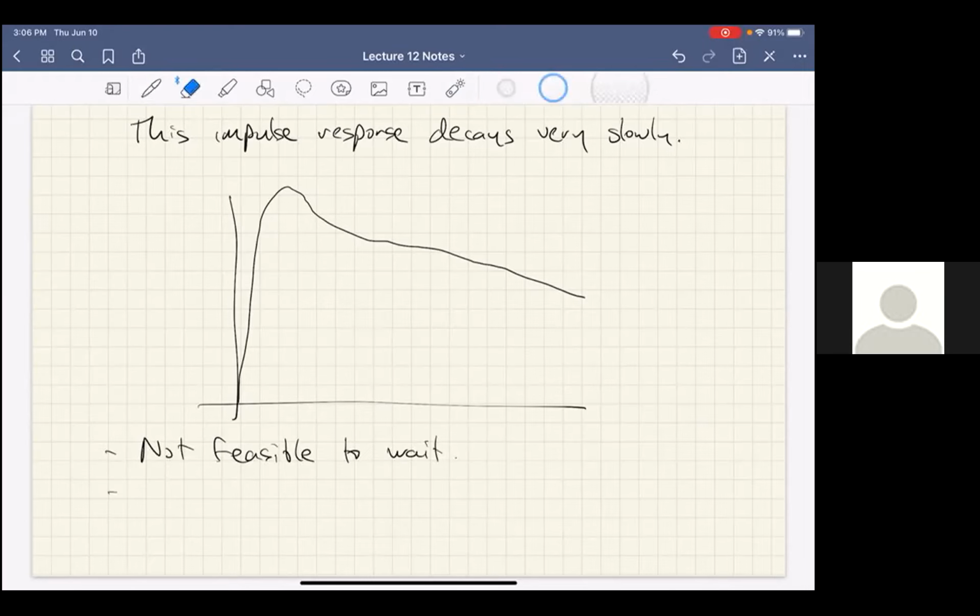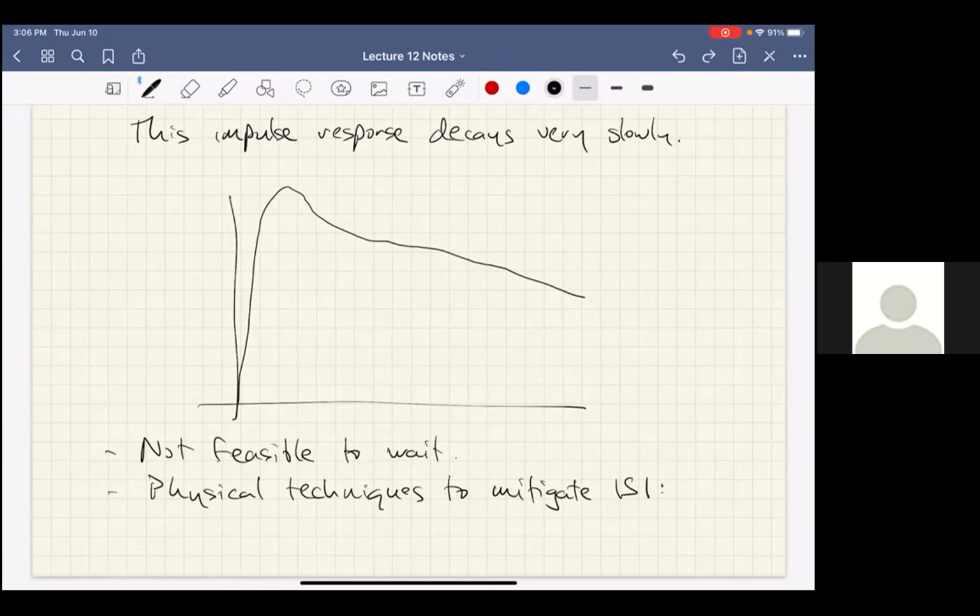So there are many physical techniques to mitigate ISI, and it can include inducing drift. Notice that this impulse response is drift free. If there were drift, that would actually make it decay a lot more swiftly. So you could induce drift, you could increase drift, like increase circulation, use a fan or something. You can also force molecules to decay.